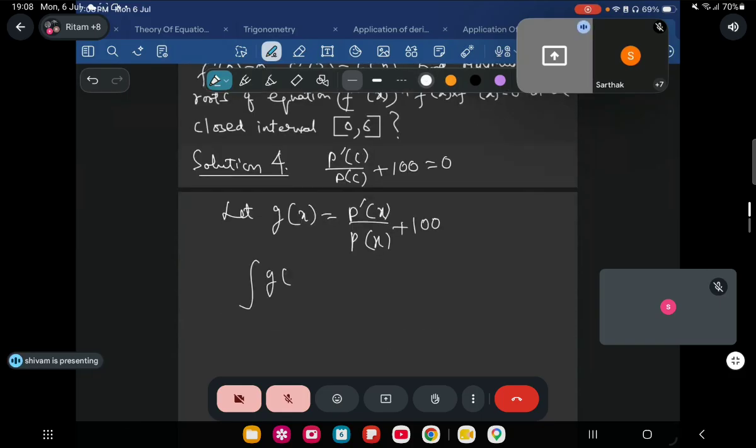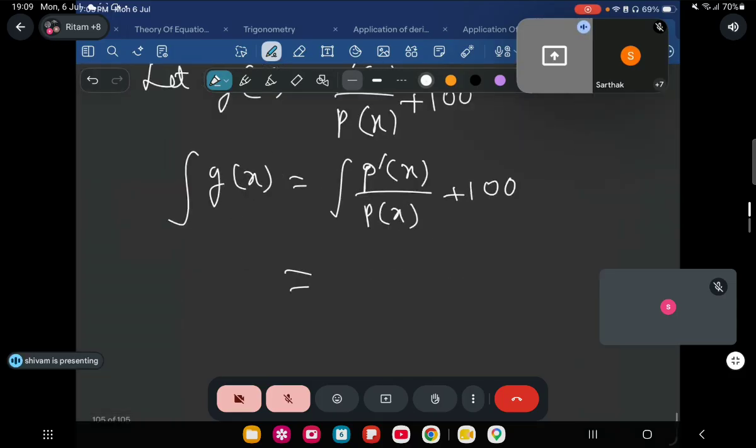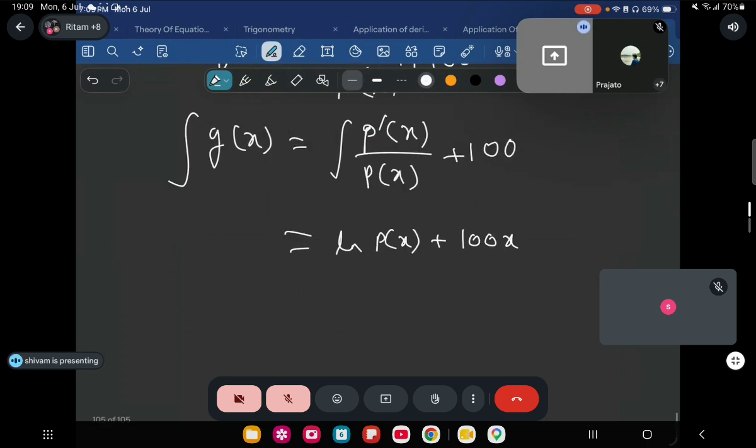So on integrating, what do we get? Integral of g of x will be equal to integral of p dash x upon p of x plus 100, which will give us, what is integral of p dash x by px? ln p of x, right? Plus 100x. Plus c will also be there. And this is the integral of g of x.